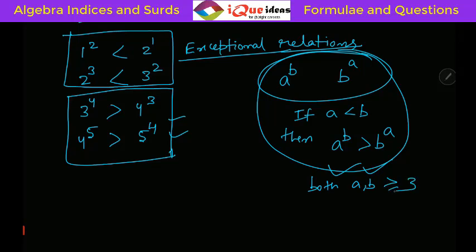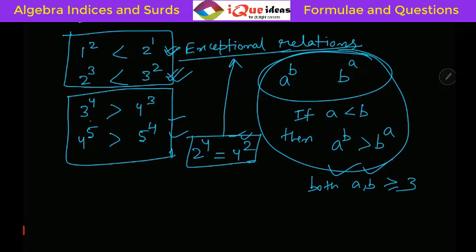If any one of them is less than 3, this rule will not work, like in these two cases. In fact, these are the only two cases where it won't work. Say for example, let's say 2 raised to 4 and 4 raised to 2. 2 raised to 4 is 16, 4 square is 16. Oh, so both are equal. So this is actually the limiting condition. But here also the rule is not working. So this also can be taken as an exceptional relation. So these are the only 3 exceptional relations. Otherwise, always smaller base to the higher power for the same pair of numbers will always be the larger.